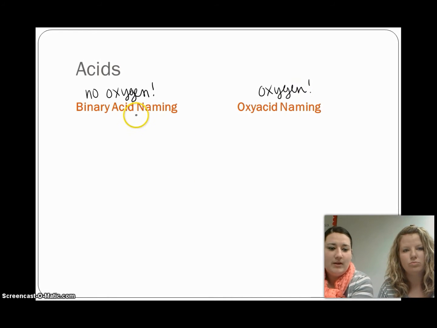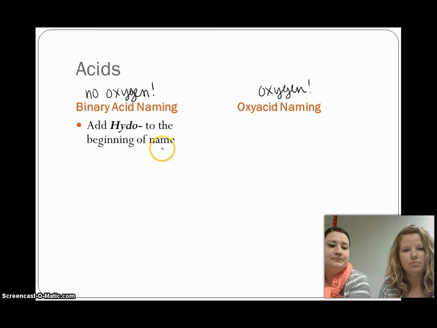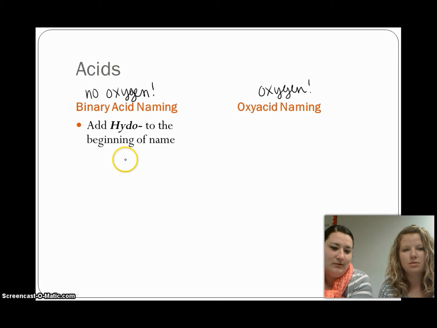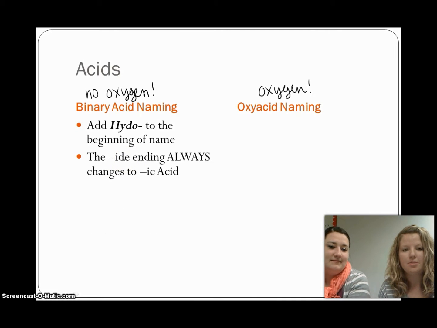So the first rule with binary acids: adding a hydro to the beginning of the name. When you're looking at binary acids, they will always have hydro, and then we'll finish up with the name. The second rule: most of our binary stuff, since there's no polyatomic ions, no oxygen, is going to end in "ide". So sulfide, nitride, all of those negative anions that have an IDE ending are going to change to an ic acid.